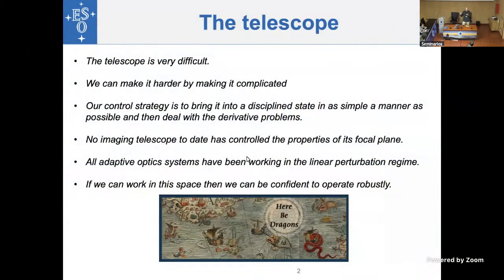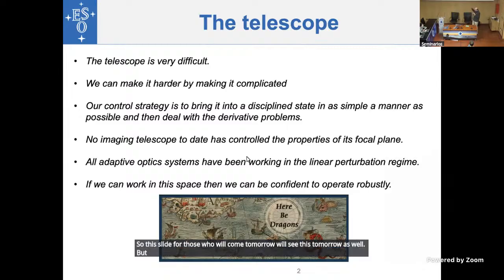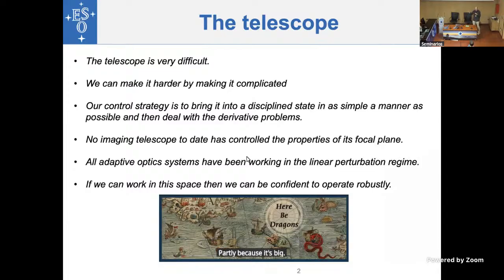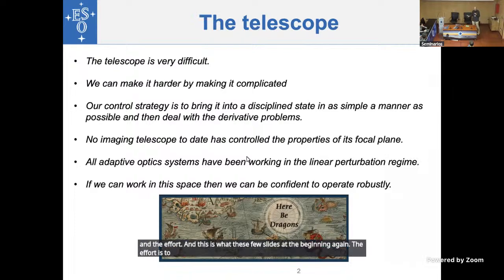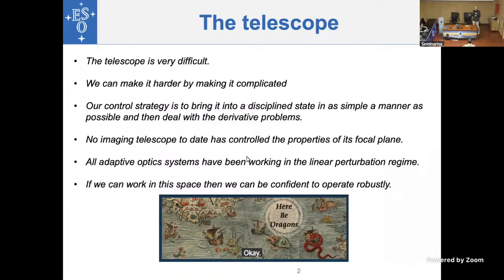So this slide, for those who will come tomorrow, you'll see this tomorrow as well. But go very quickly through this. Fundamentally, the telescope is very difficult, partly because it's big. It is not complicated and it's not complex. It is just very, very big, which makes it very, very difficult. You can choose through control to make it complicated. And the effort, and this is what these few slides at the beginning again do, the effort is to not do that. Okay? Because we don't know yet what the instantiated telescope will look like.